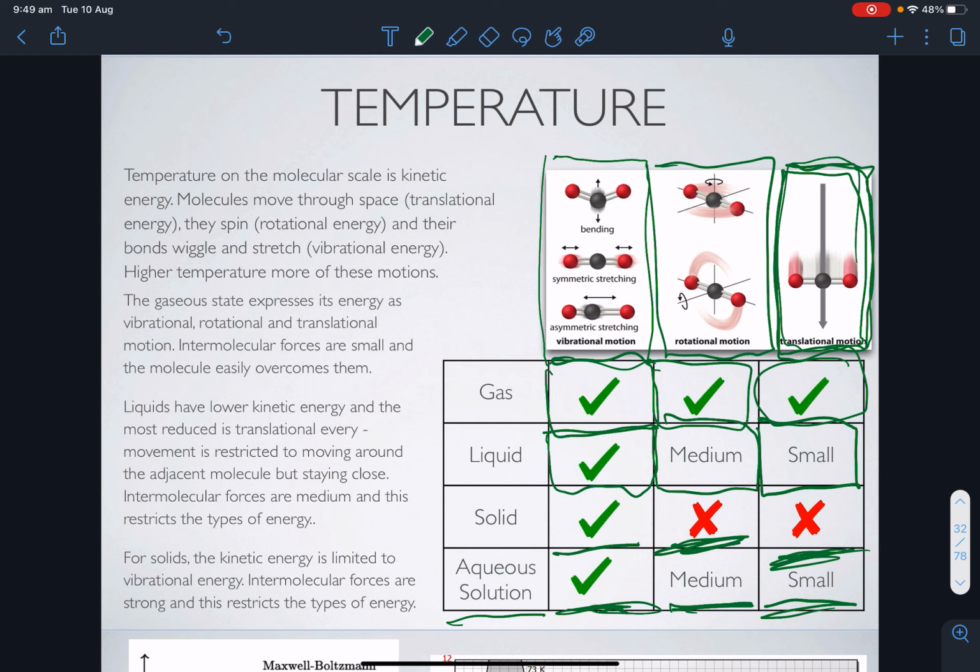So temperature has a function of changing these conditions. And when we're talking about the speed of reaction, we're mainly talking about the translational motion. That's the most important, so let's draw a big pink box around this. When we're talking about temperature and its effect, we're talking about the ability for successful collisions. So it's really just down to translational energy. You can see that liquid and aqueous have small, solids not at all, and gases have a lot of translational energy. So that's another way to think about why you get different rates of reaction for different states, because of that difference in translational motion.